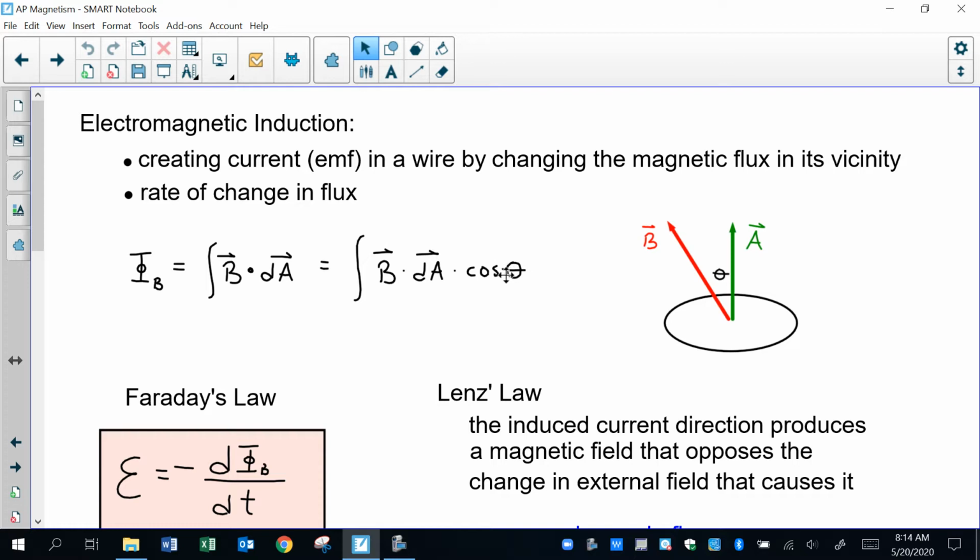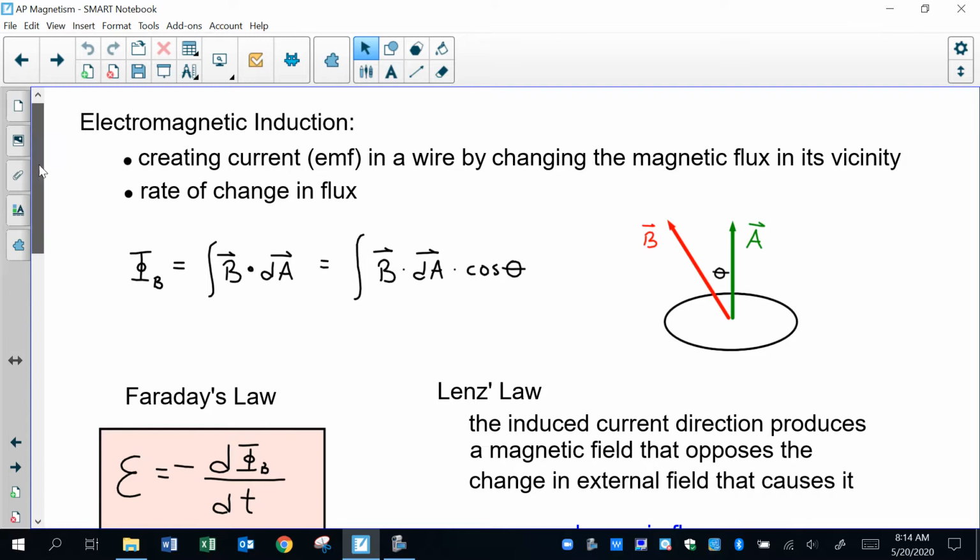Now, last chapter we learned that Gauss's law for magnetism didn't offer much because it was always zero. This is not Gauss's law because we're not using a closed surface with that little symbol. We're not doing that. So this is not a zero type equation.